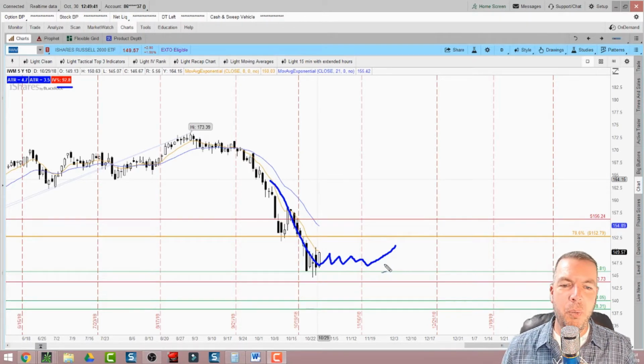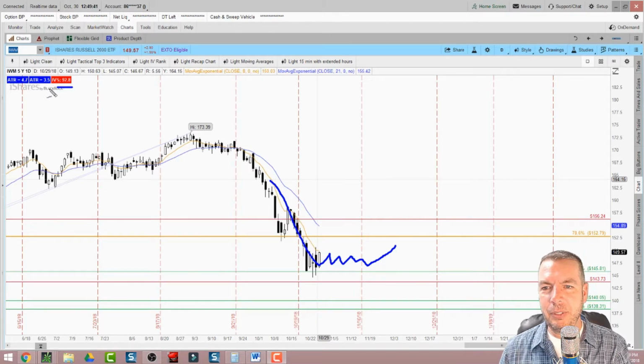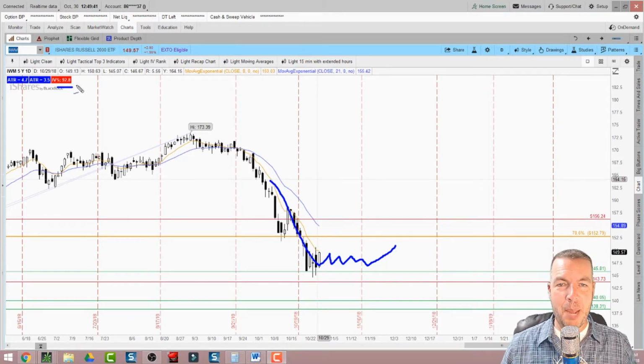And then we want to know where our break-even points are. The more credit that we can receive, the wider it's going to make those break-even points. So we want to trade high implied volatility stocks so that we can capture a lot of premium and make those break-even points a lot farther out.